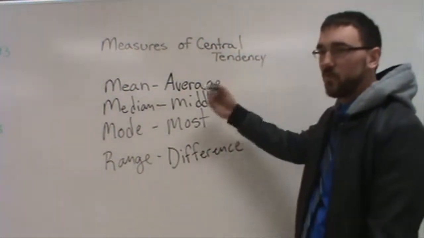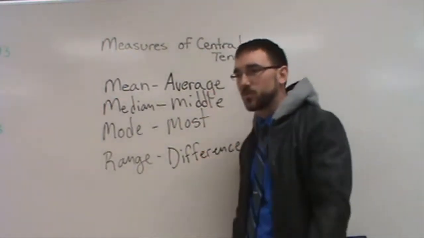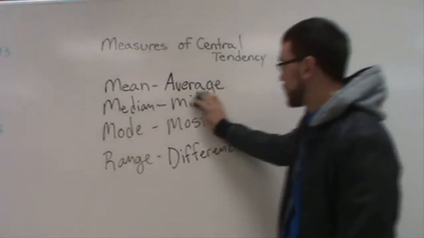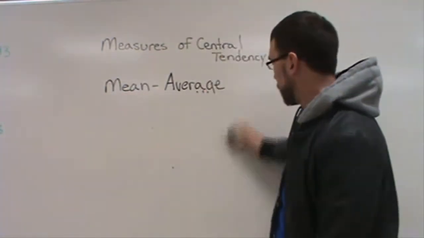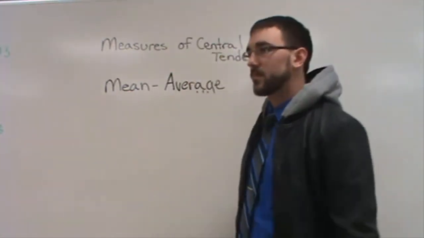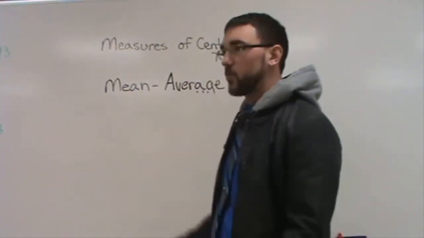We'll need these when we move on to box and whisker plots and all that good stuff, right? But we're going to be analyzing certain sets of data. So let's start out with just the mean. How do we find it? You add them all together and you divide by the total number, right?